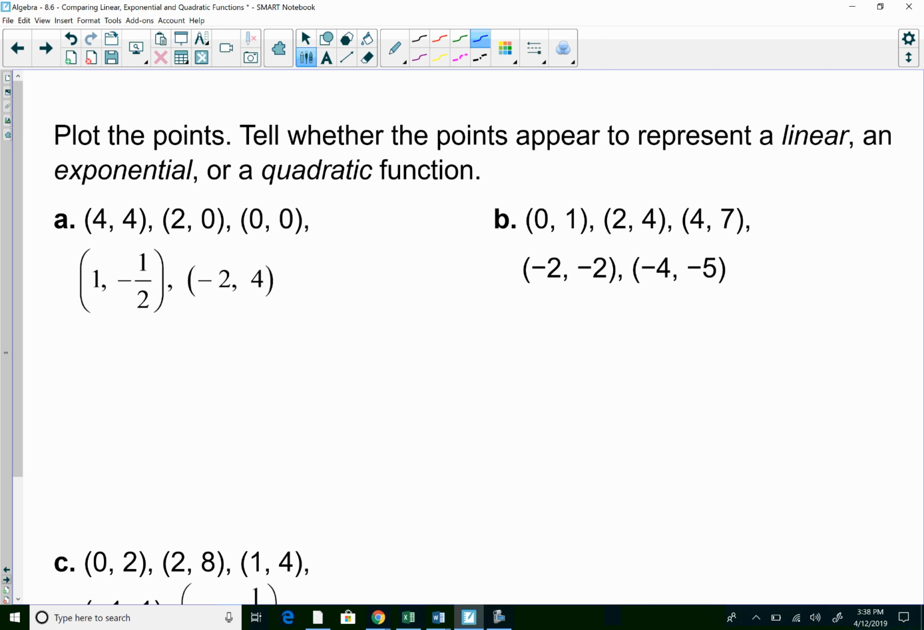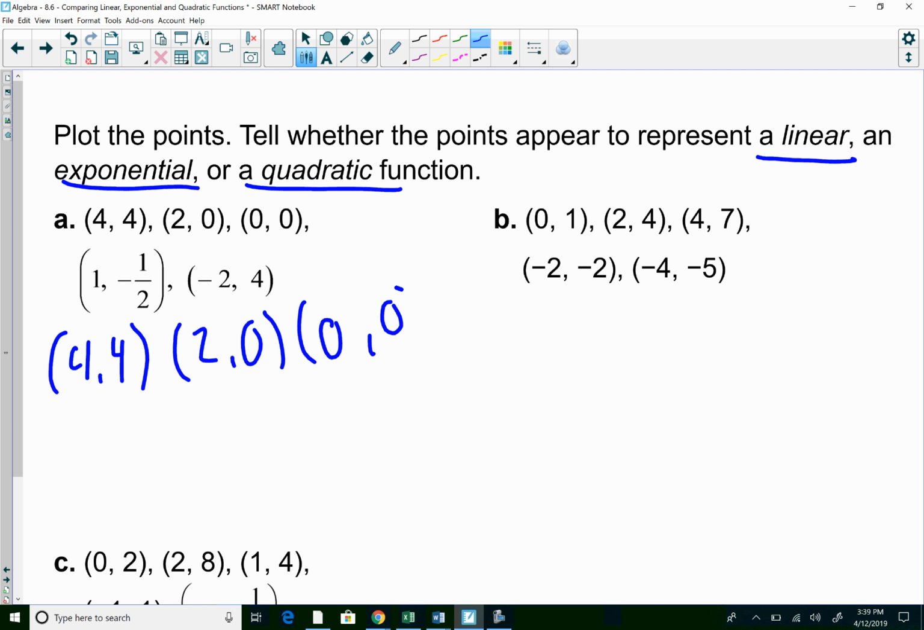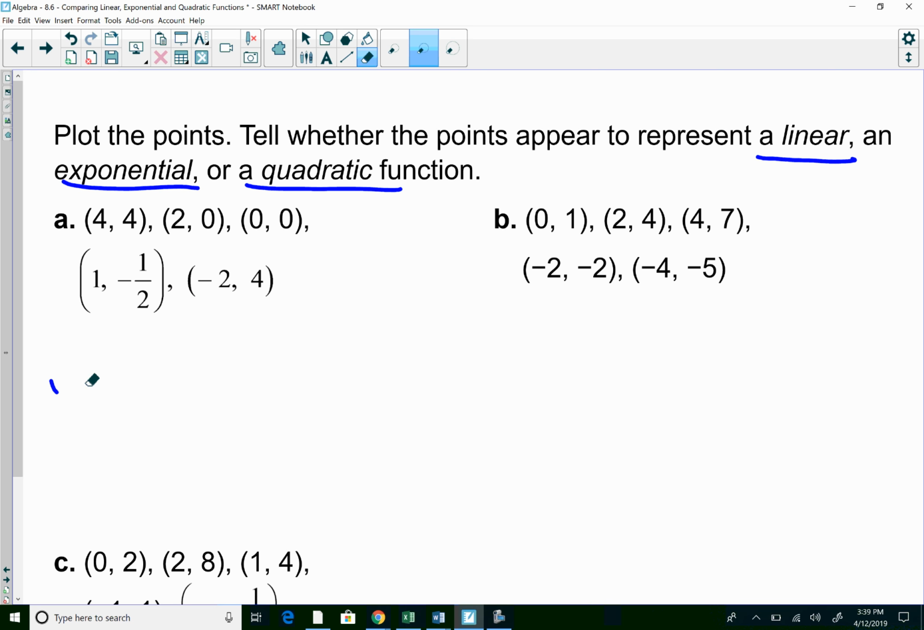We're going to take a look at part A. So the first example, tell whether the points appear to represent a linear, an exponential, or a quadratic function. So it's going to be one of those three. We just have to figure out which one. I've got 4, 4, and then 2, 0, then 0, 0, and then 1, negative 1/2. If we follow the directions, it just says plot the points. I don't have a graph on here, so I'm just going to make a quick graph.